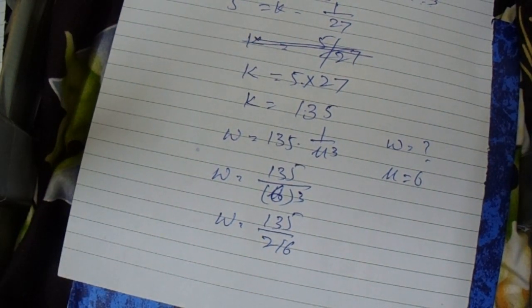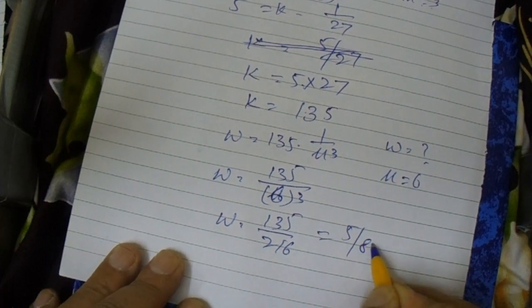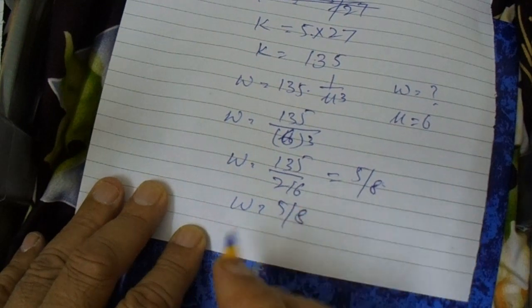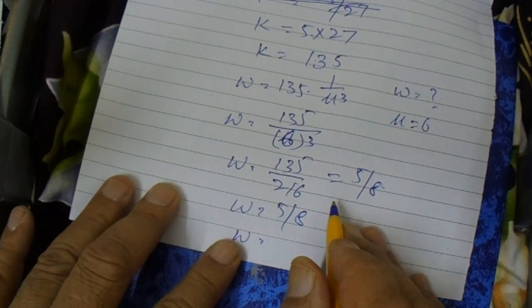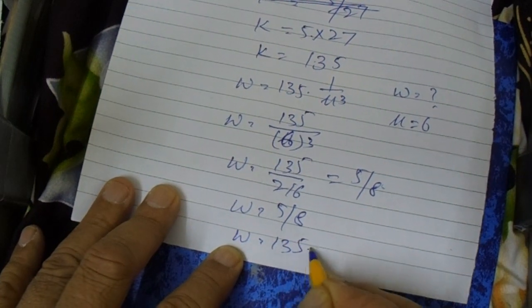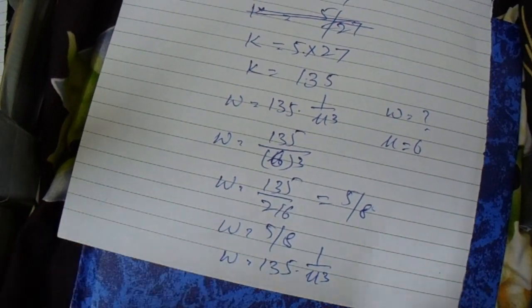135 divided by 216 is equal to 5 by 8. W is equal to 5 by 8, and W is equal to 135 and 1 over u cubed. Now this is the end of this exercise.